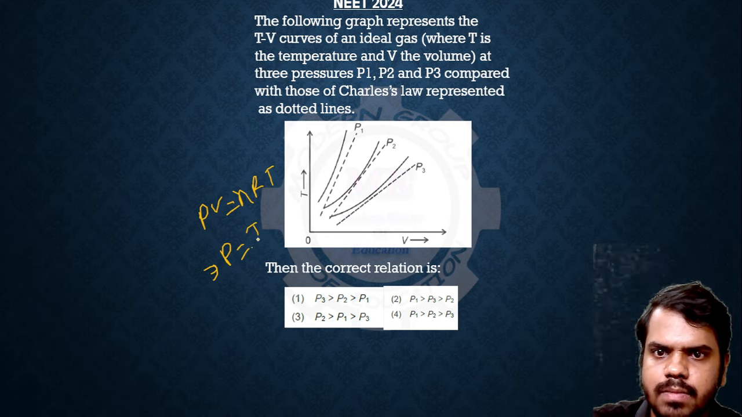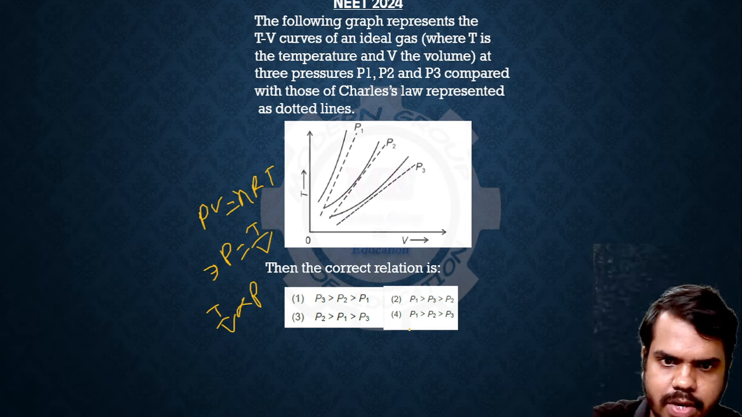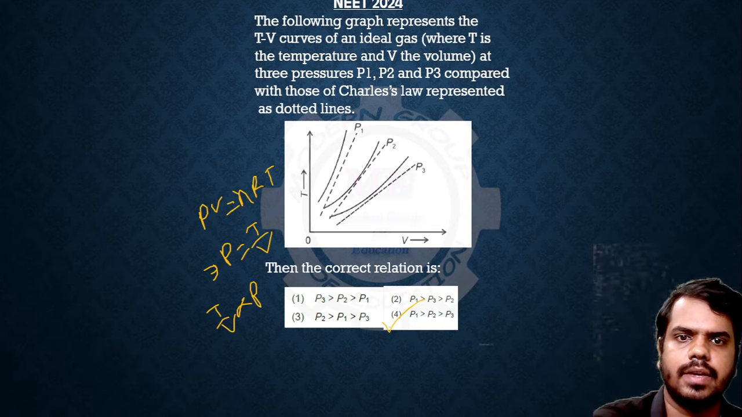So P is equal to T by V. That means T by V is proportional to P. If the slope of P1 is greater than P2, greater than P3, so P1 is greater than P2, greater than P3. Option 4 is correct. Okay.